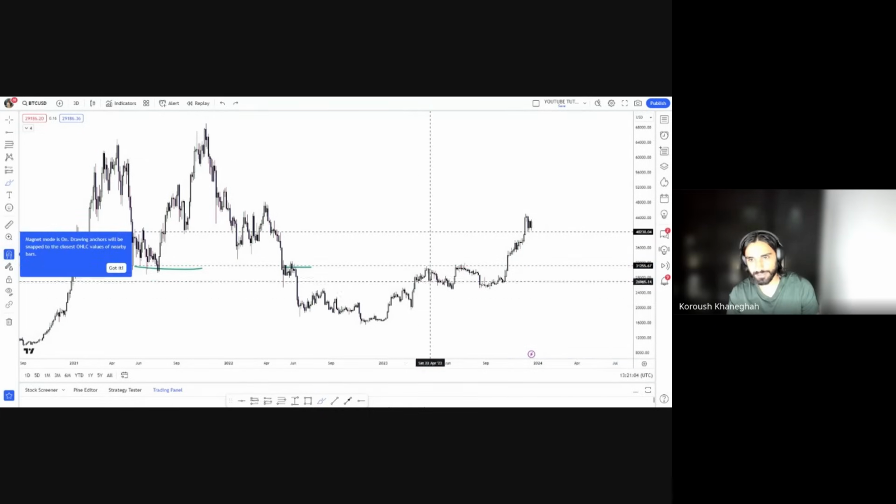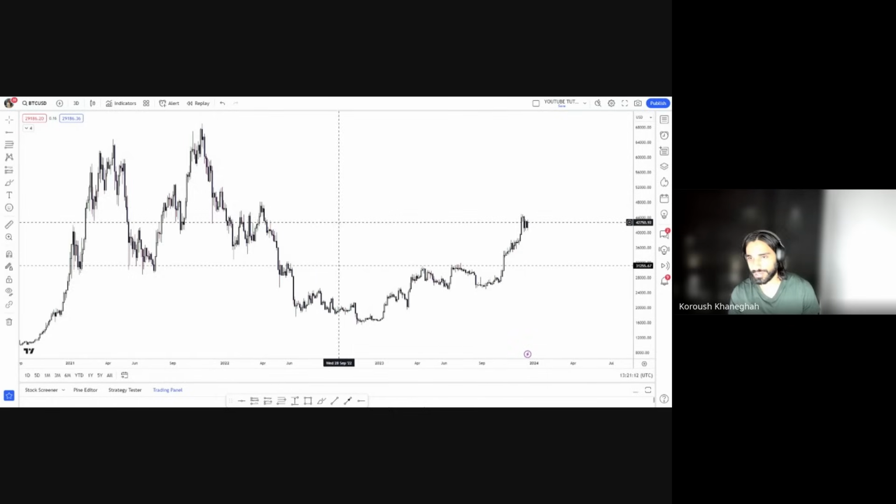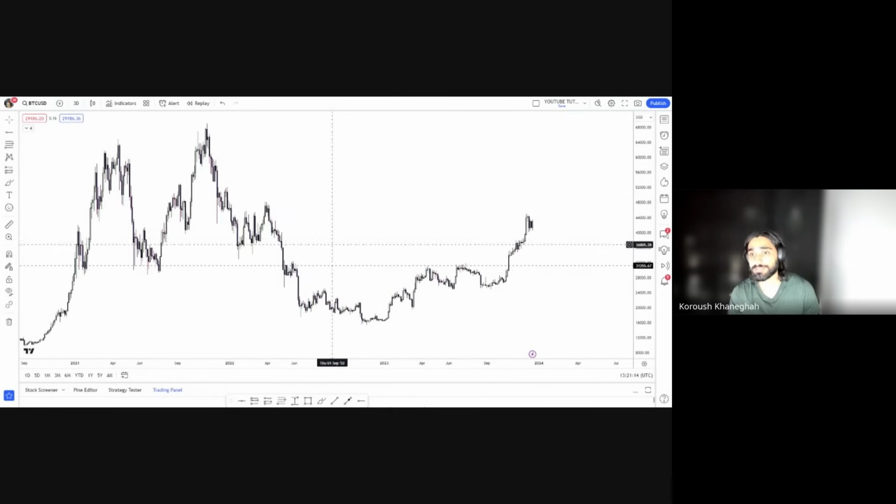So this level is way more important to me than a level like 40K. In fact, if I'm looking at my absolute most important levels, 40K isn't on it. Before this, 40K is on it only because it's psychological. And I know that with Bitcoin, there's always some sort of reaction at big round numbers, but that's with every single coin. So outside of that reason, it is not much else.